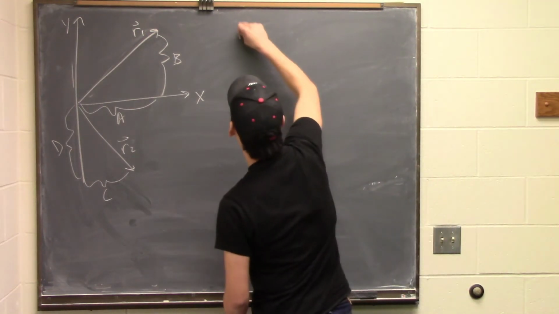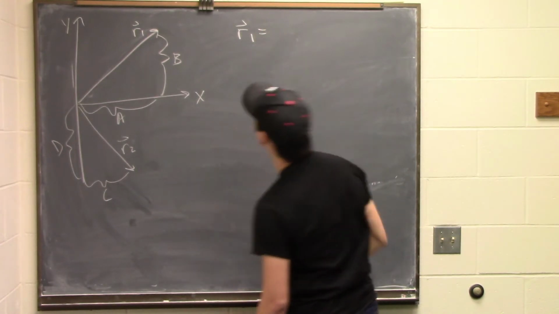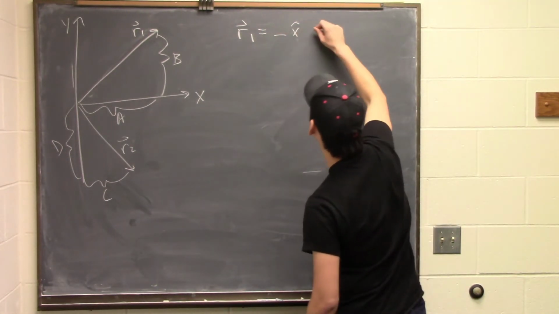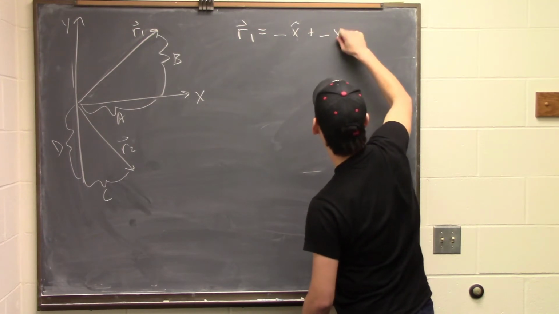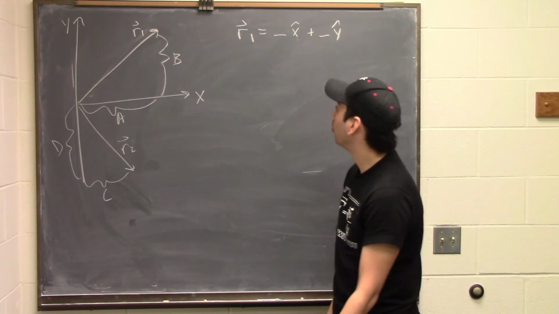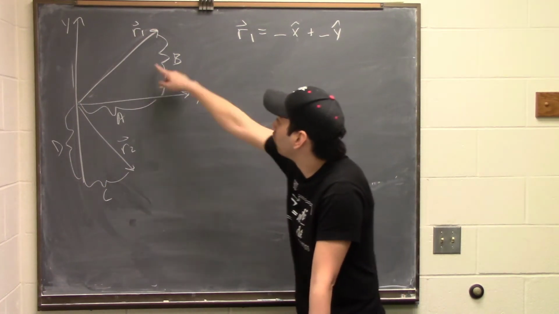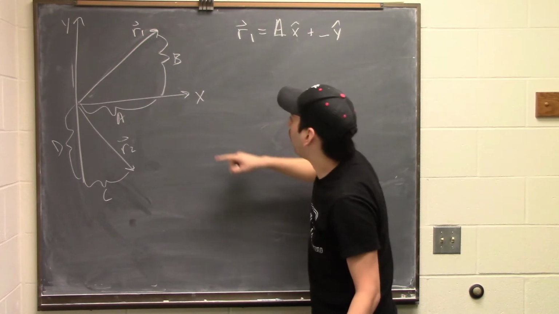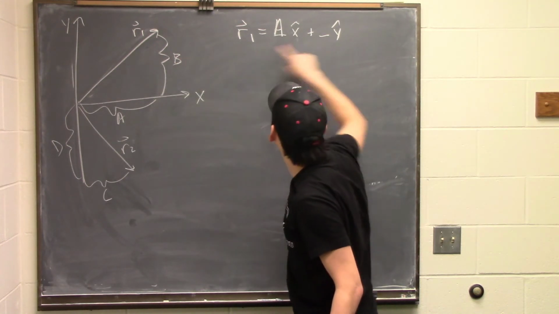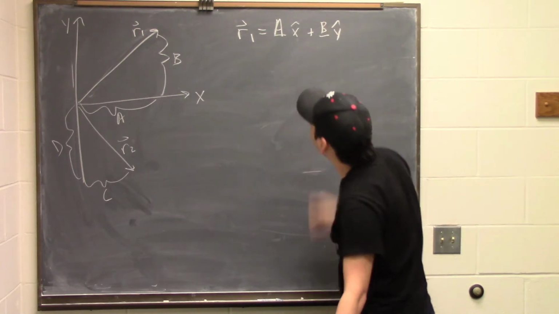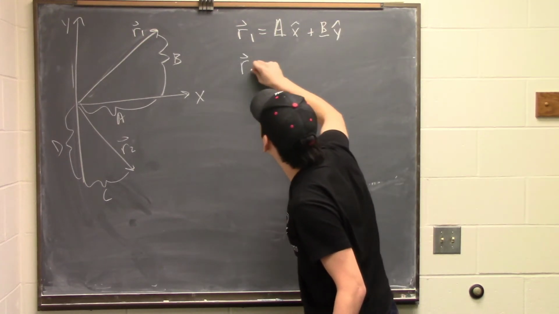Let's see how we can write down these two vectors in component form. The vector R1 is going to be equal to some unit vector x hat times something plus some unit vector y hat times something. The unit vector x hat is going to be multiplied by its x component. For vector R1, the x component is A, and the y component is going to be multiplied by y hat, and so that component is going to be B. Now let's look at R2.